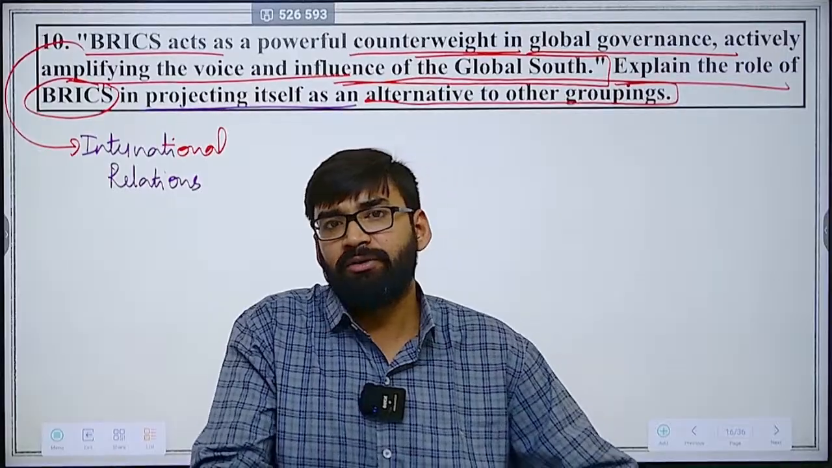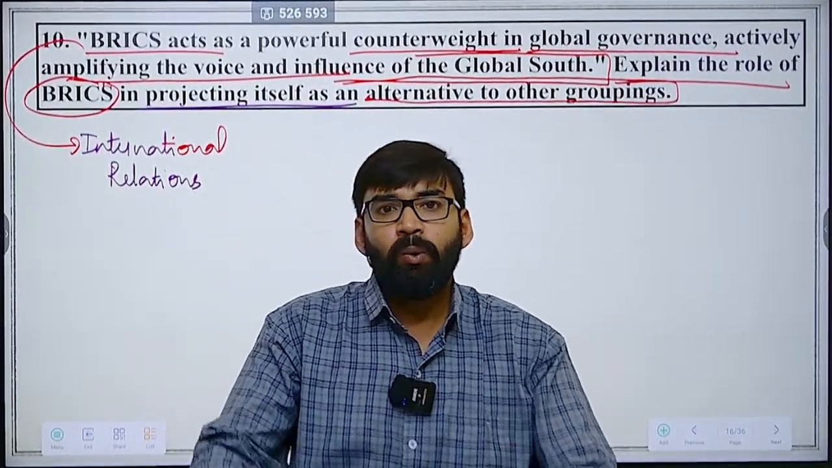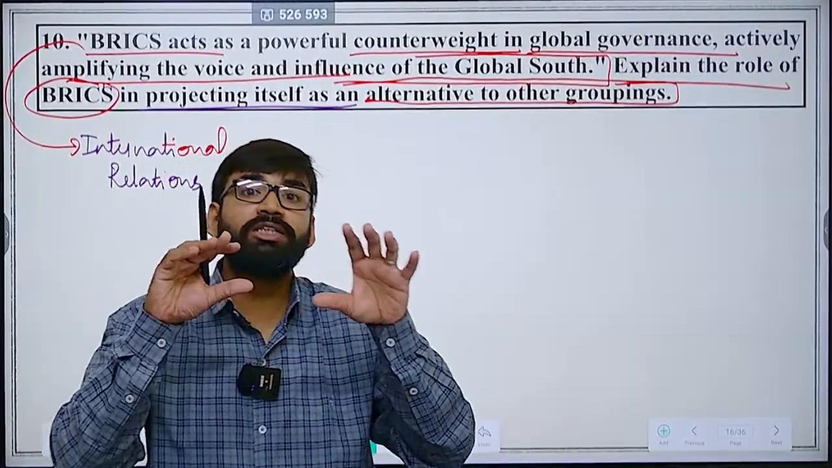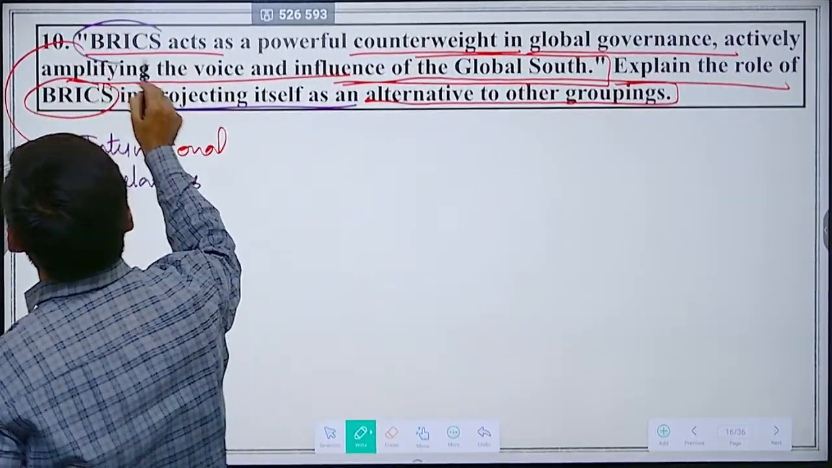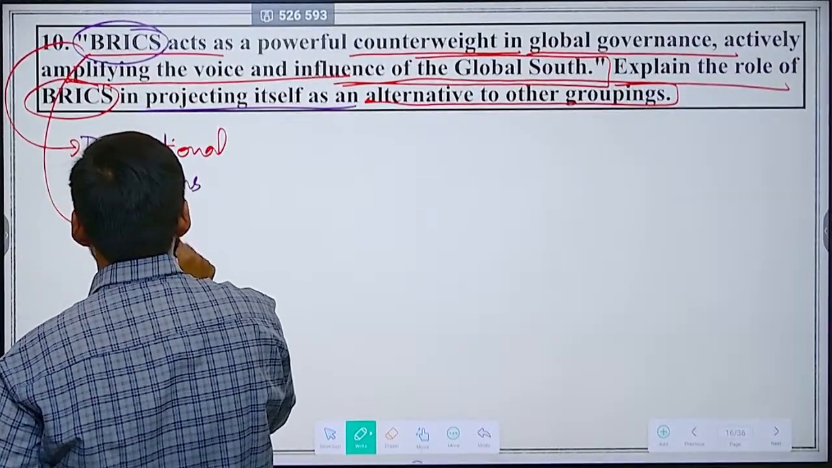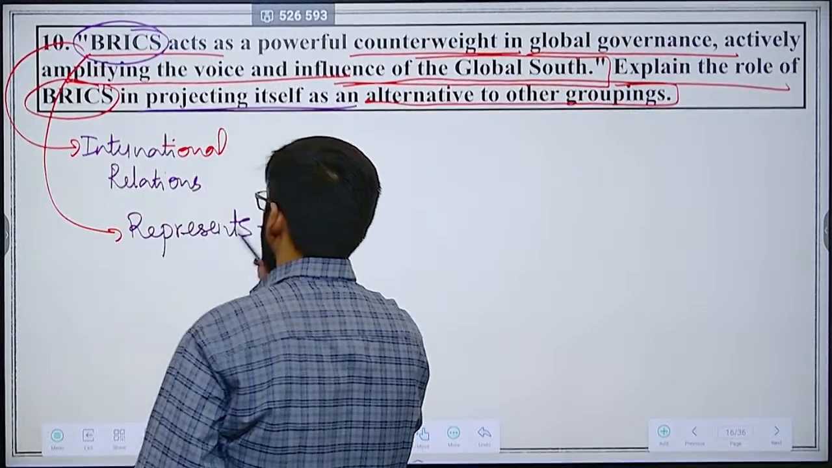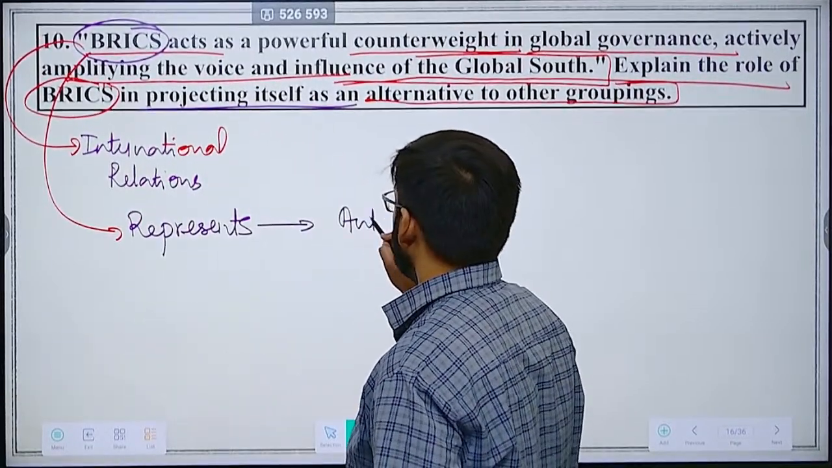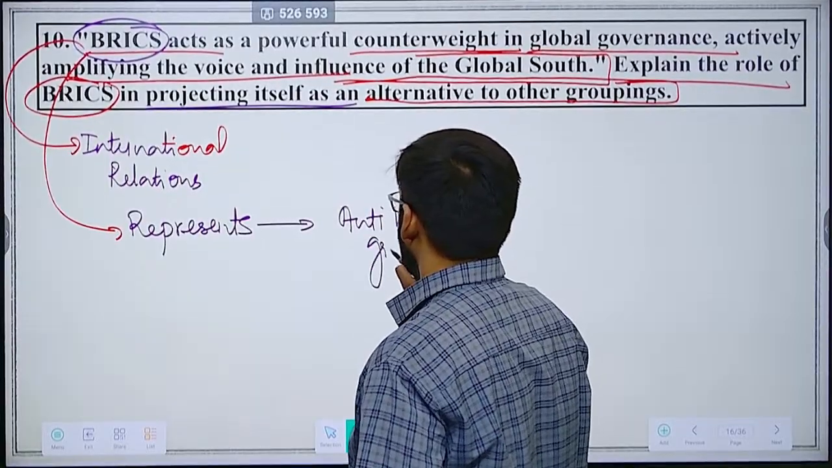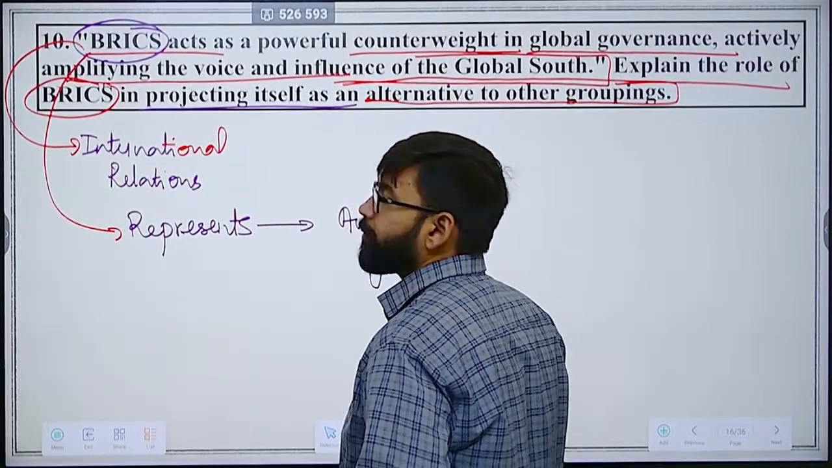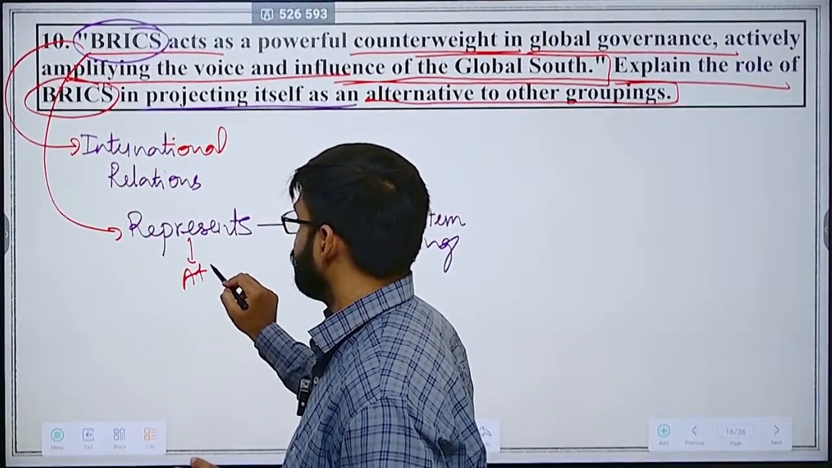So basically I would like to tell you first of all what UPSC is trying to ask here. How BRICS presents itself as an alternative to the Western-dominated groupings. Right? How BRICS represents clear anti-Western groupings. Remember this thing. It is like an alternative.